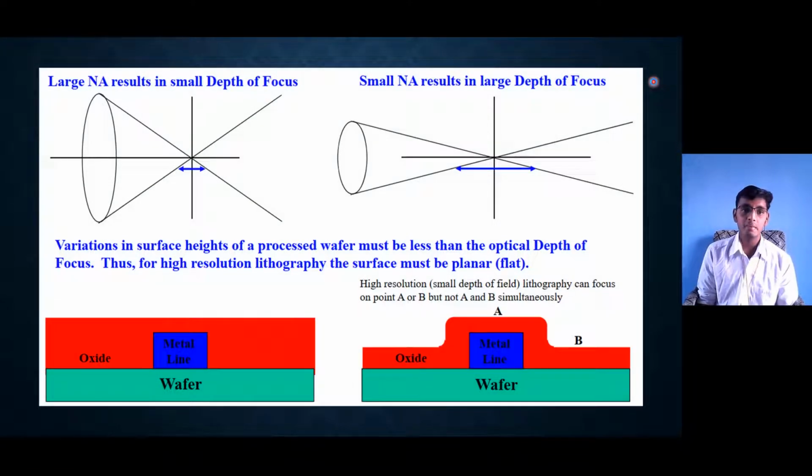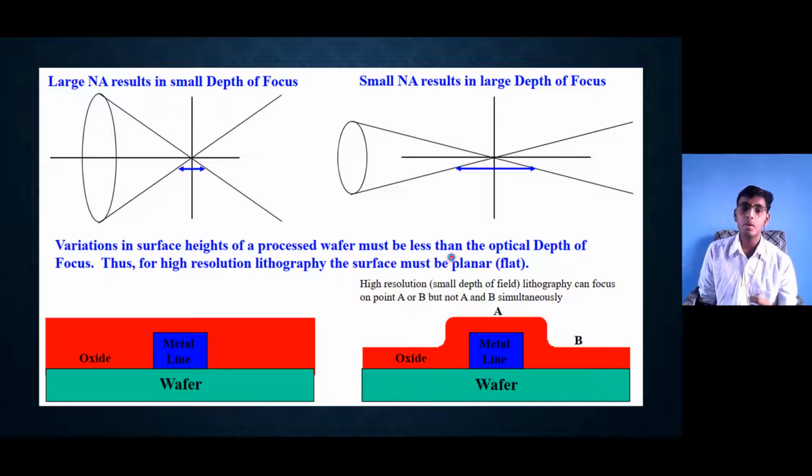As I have mentioned, for higher resolutions, that means for larger numerical apertures, we get a smaller depth of focus. But for smaller resolutions, the depth of focus is large. What we need is a large depth of focus and a high resolution. We need to strike a balance between both the resolution and the depth of focus. So how do we do that?